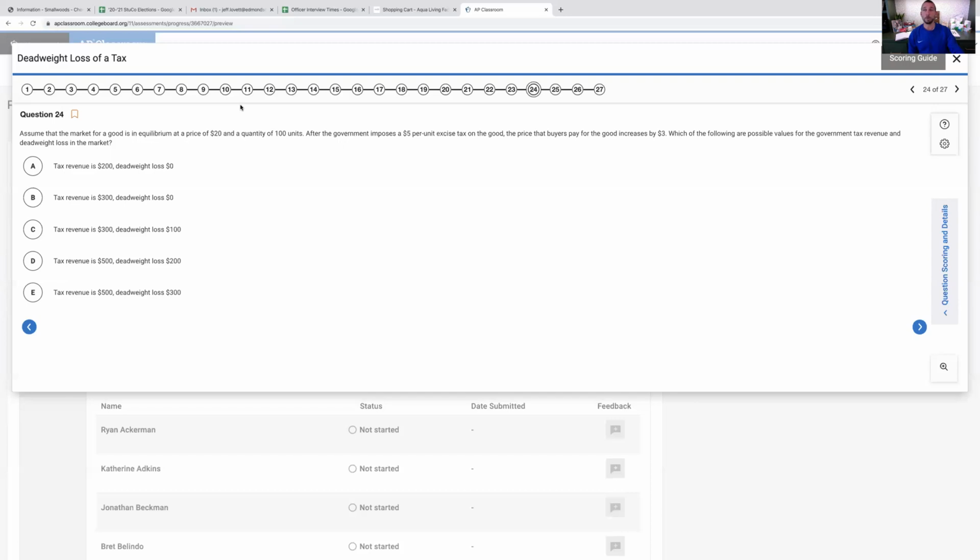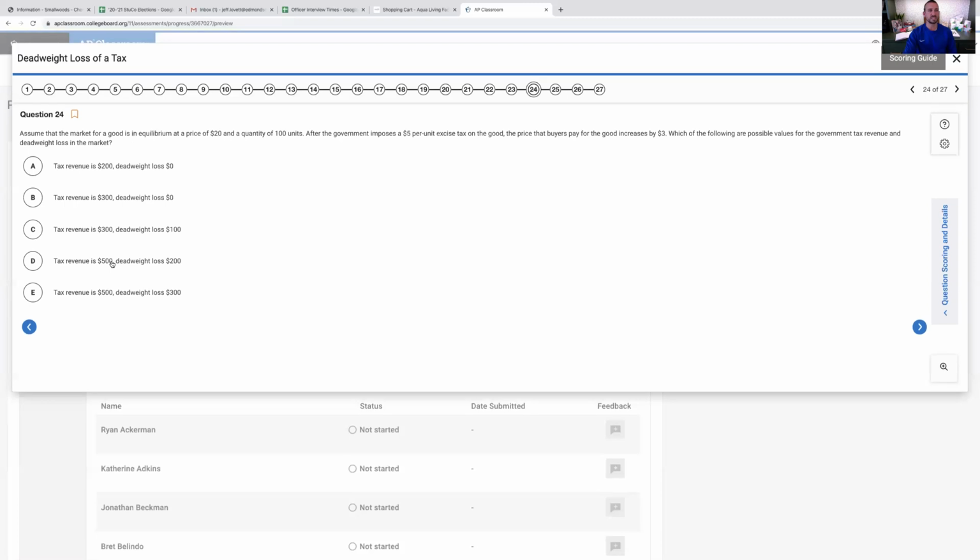So which of the following are possible values for the government tax revenue and deadweight loss in the market? So possible tax revenue and possible deadweight loss. You don't have enough information to know exactly what the tax revenue is or the deadweight loss because they don't tell you the change in quantity. But what you do know are the possible values of tax revenue and deadweight loss. If there is an excise tax placed on a good, there will be deadweight loss unless you're doing this to correct an externality, which you're not here, or otherwise they would have said so. So you definitely have deadweight loss. So it's not A and it's not B, okay?